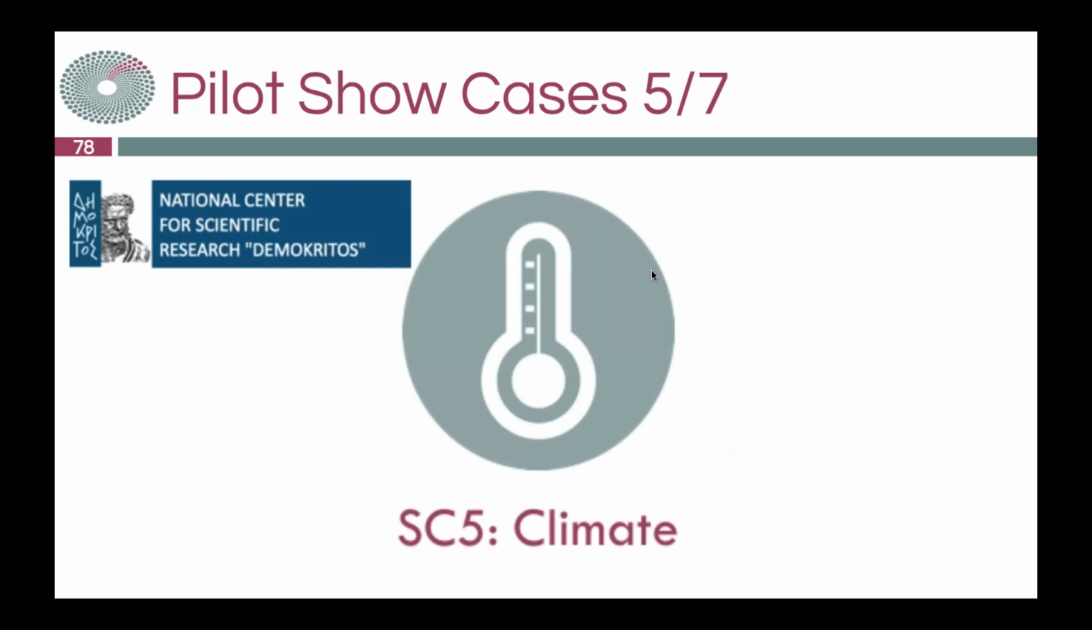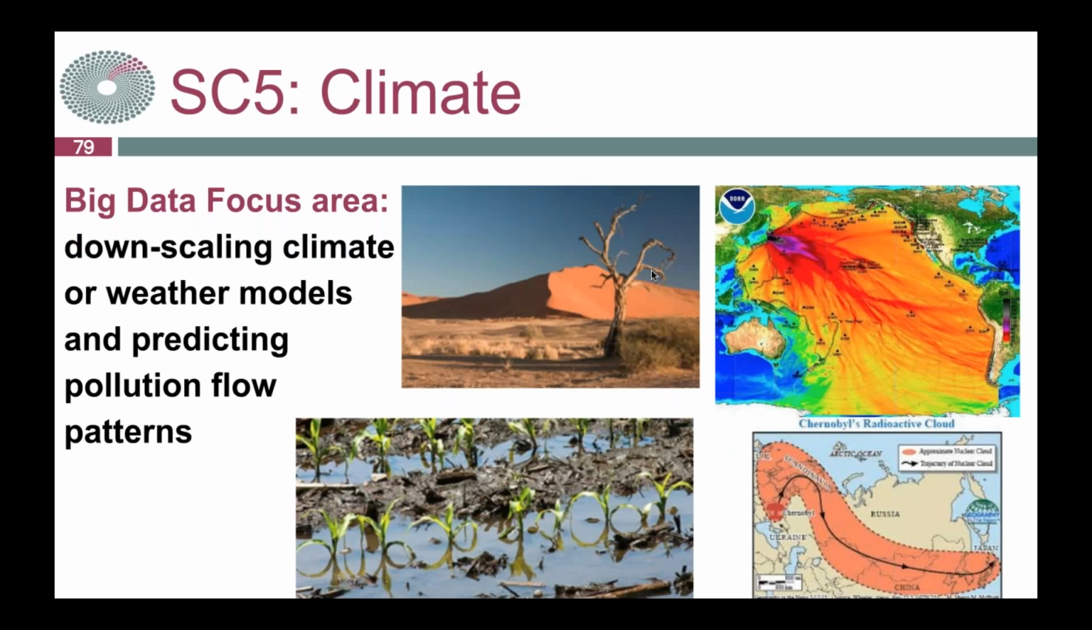The fifth showcase is climate, which is done by Democritos also. And there are actually two pilots, because we have 3 cycles and most people kept the pilots the same during all the cycles. But here in the climate societal challenge, there are 2 pilots. One of them was downscaling climate and weather models, which is important, and this downscaling process is a big data problem. So I have to explain a bit what downscaling is.